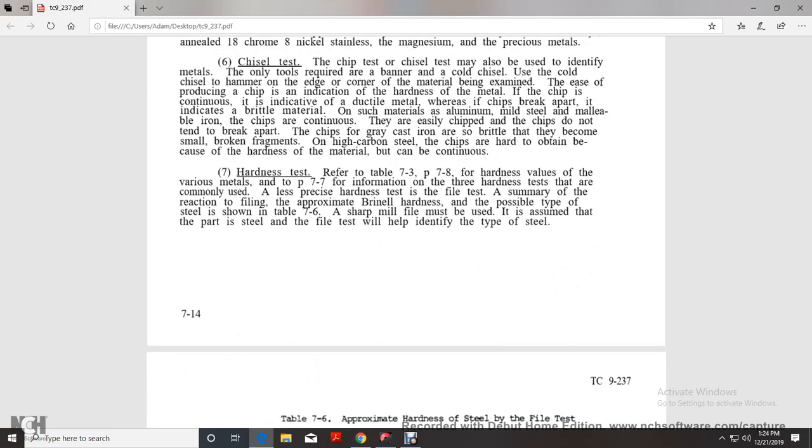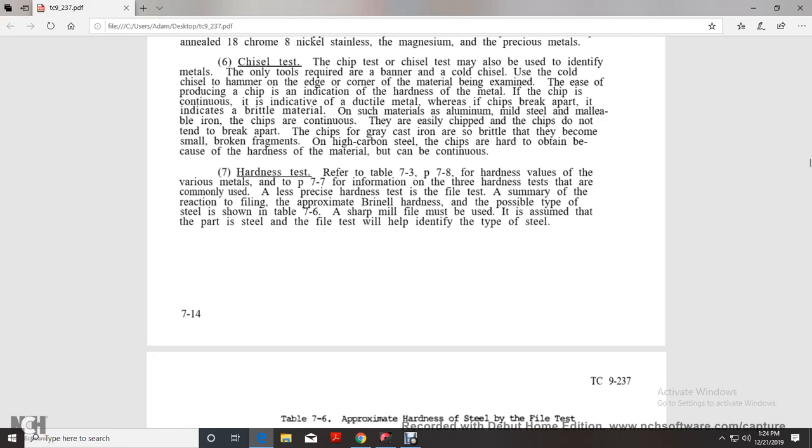Alright, hardness test. Refer to Table 7.3 for the hardness values of the various metals, and page 7.7 for information on the three hardness tests that are commonly used. File test. A summary of the reaction to filing, the approximate hardness, and the possible type of steel is shown in Table 7.6.